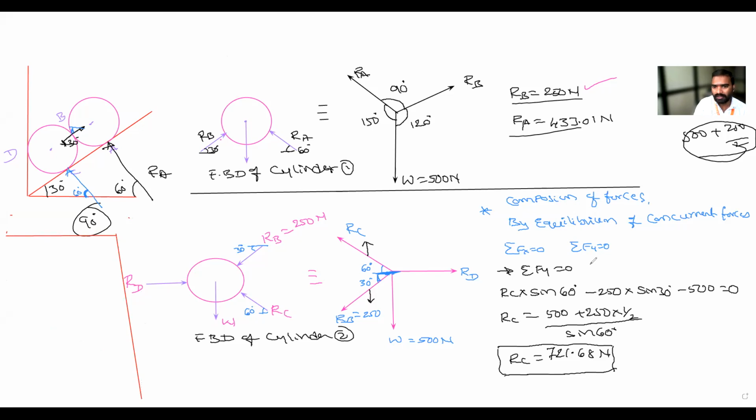I will write here sigma Fx is equal to 0. What will come in sigma Fx? Consider this one: plus RD. Next, the x component of RC. Is the x component of RC plus or minus? Minus, negative. Why negative? It is in the left-hand, negative direction. What is the component value? RC cos 60.